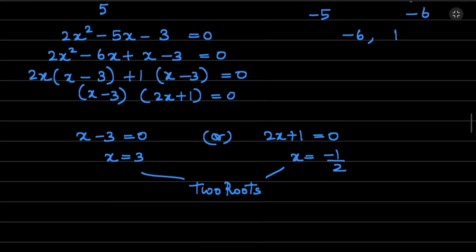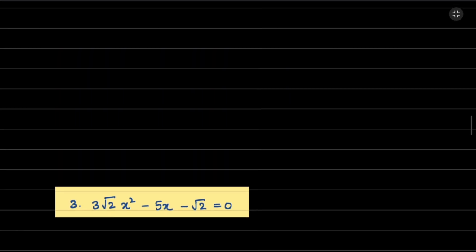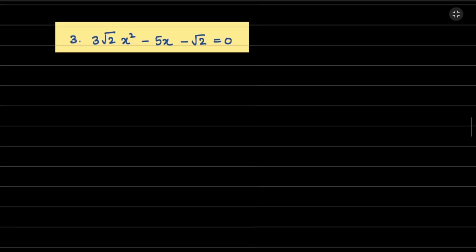Okay. Let's move on to the third question. 3 root 2 x square minus 5x minus root 2 equal to 0. Please pause the video and try it on your own. Meanwhile, let me also do it. So here, what is the sum and the product? Since it's already of the form ax square plus bx plus c, we don't have to take any LCM.